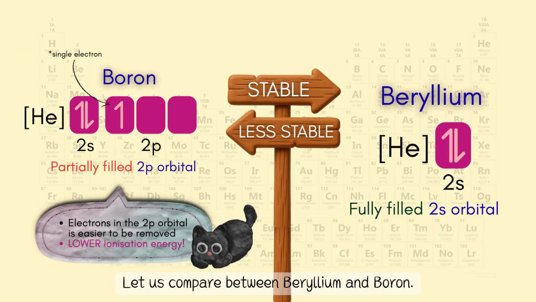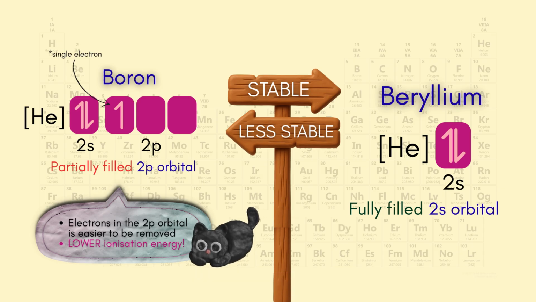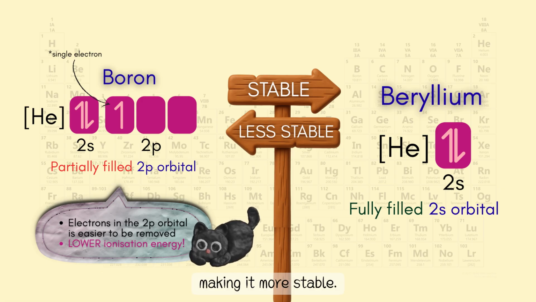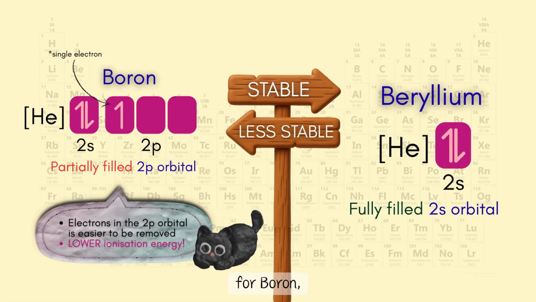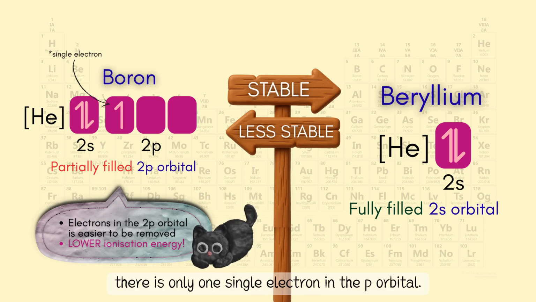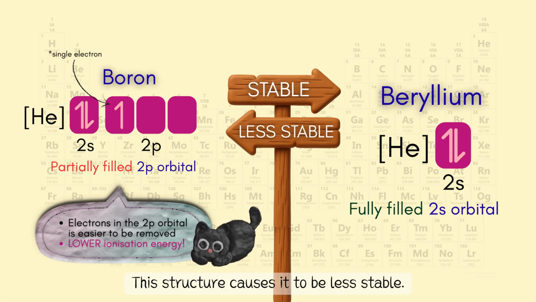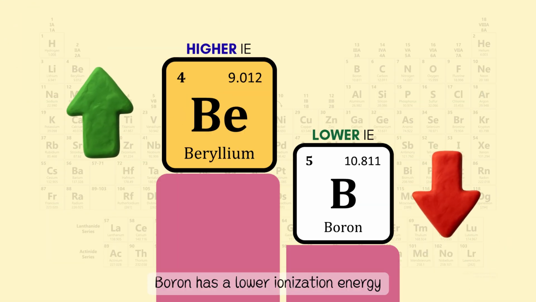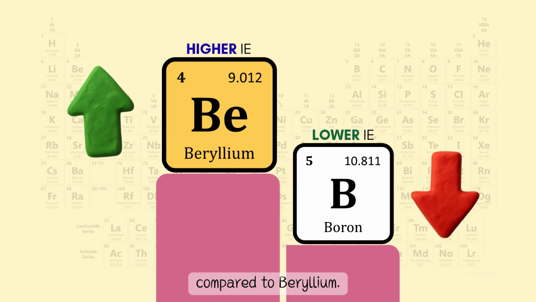Let us compare between beryllium and boron. For beryllium, the s orbital is fully filled with a pair of electrons, making it more stable. However, for boron, there is only one single electron in the p orbital. This structure causes it to be less stable. Therefore, boron has a lower ionization energy compared to beryllium.